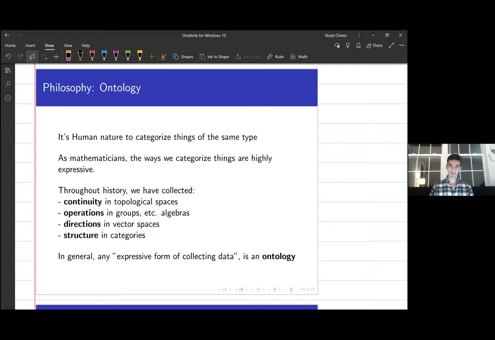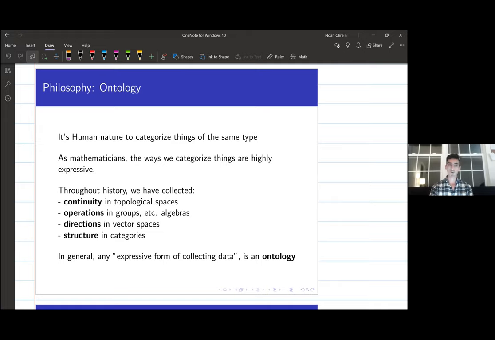Every human categorizes things. Now, mathematicians, arguably also humans, categorize things in very highly expressive ways. For example, throughout history, we have collected points in a topological space. This is expressive because although the points in a topological space are formal elements of some set and don't necessarily mean anything, we can express continuity in a topological space. We can express operations in groups or other types of algebras. If you look at an element of a vector space, from the most formal perspective, it is just an element of a set. And yet we look at that element and say, oh, it's a direction, or it's a vector. We interpret it in some way based on the fact that it is a member of some expressive collection of things.